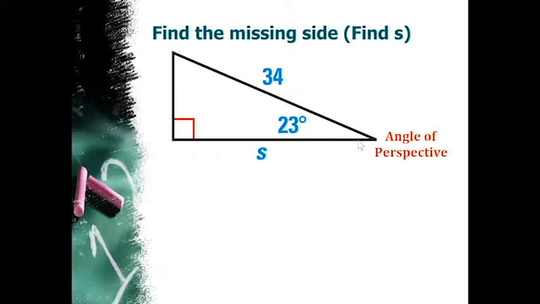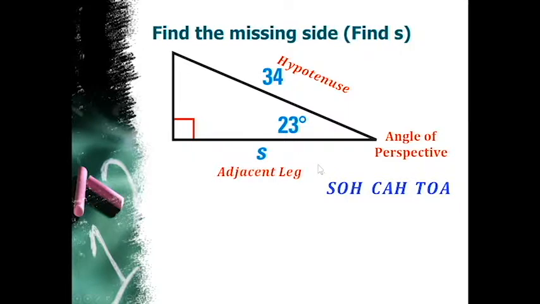The first thing you want to do is identify where your angle of perspective is. We're down in the bottom right corner here. Based on that angle of perspective, we want to know what two sides we're working with. The 34 is our hypotenuse because that's the side directly across from our right angle. The s is the leg right next to the 23, so that's our adjacent leg. We're looking for a trig function for this angle, 23, that deals with hypotenuse and leg. So we pull up SOHCAHTOA.